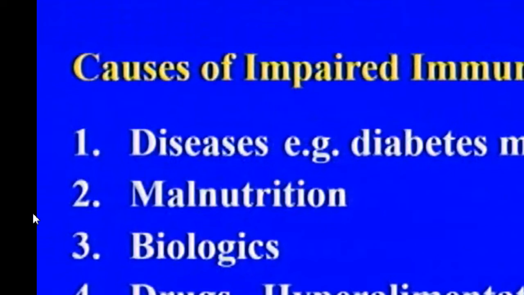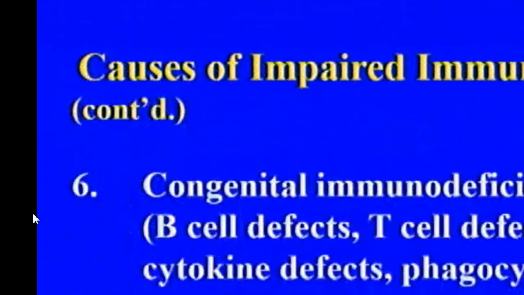Of course, there are local factors that immunocompromise the surface of the eye, such as dry eyes, trauma, the use of topical steroids. Of course, there are many congenital immunodeficiencies, but these are rare. And organ transplantation.